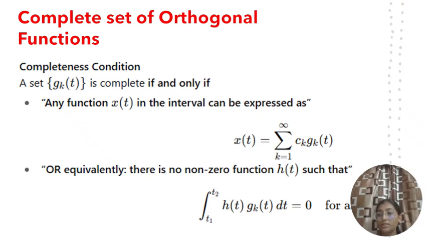Famous examples of orthogonal functions include the Fourier series, where sine and cosine functions form a complete set. This means that any periodic signal can be expressed as a sum of sines and cosines with different frequencies.